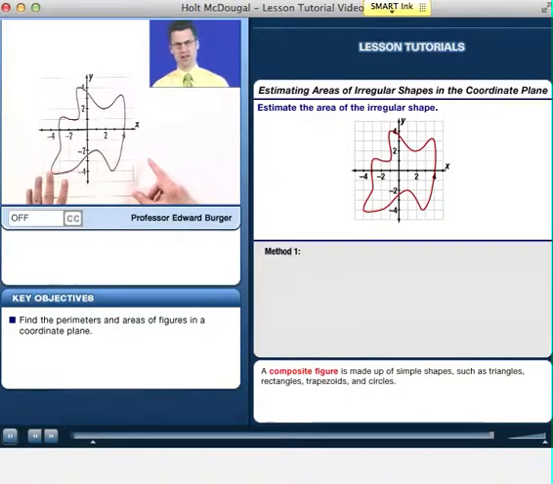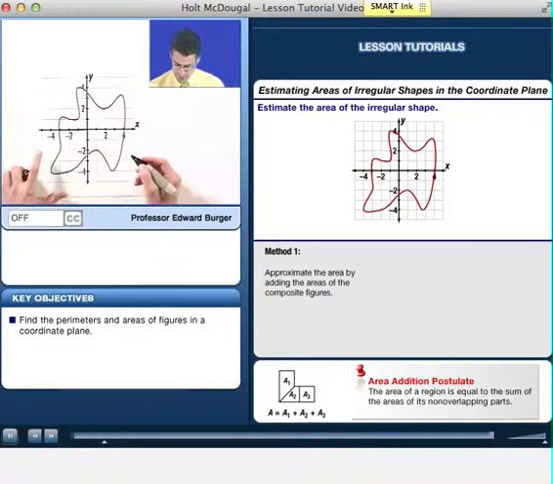And I want to do it two different ways. First of all, let's estimate it by a composite figure. We can then find the area of each piece. And then even a more wacky way. Well, so if we want to create a composite figure, what can we do?